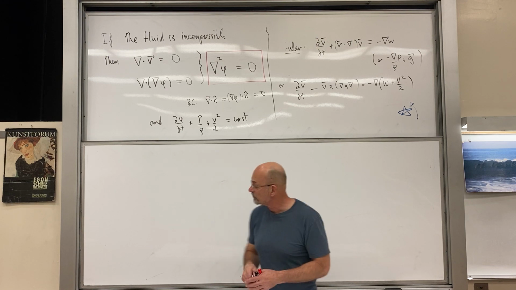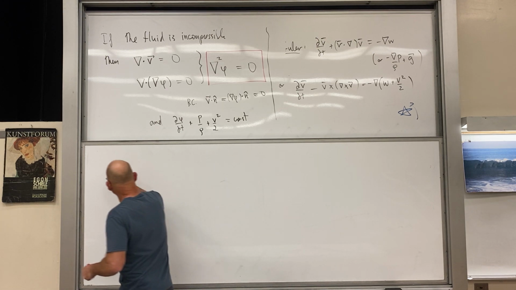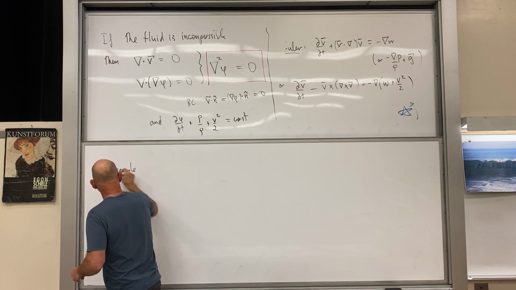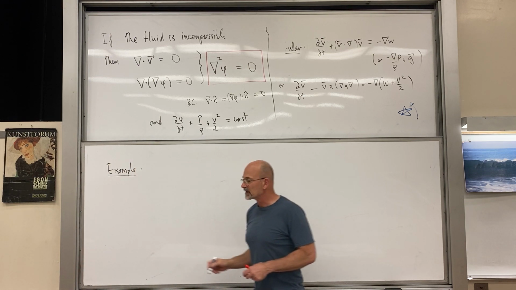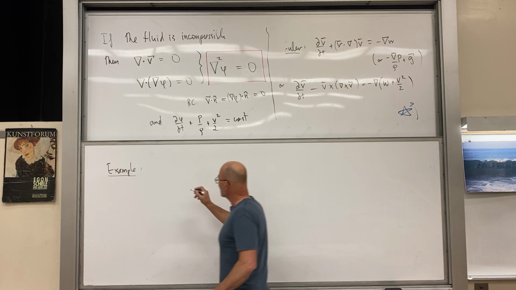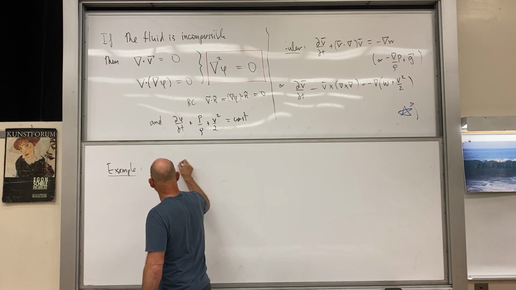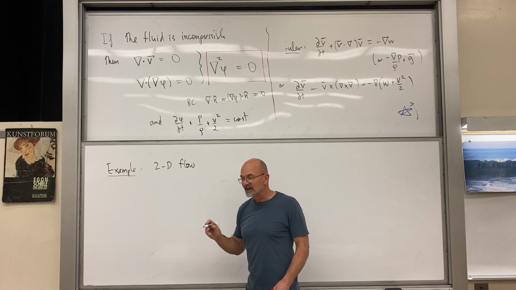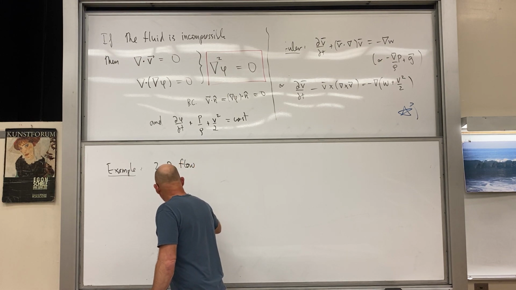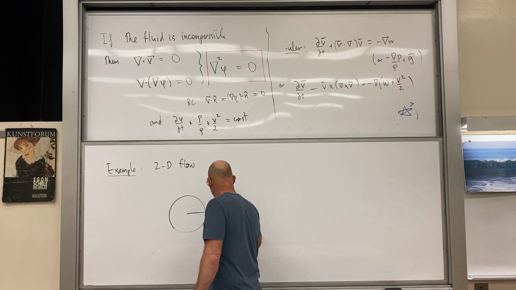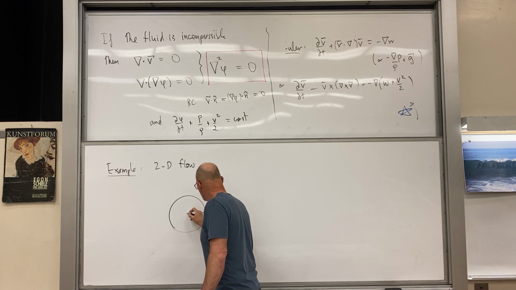Okay. So here's our example. This is something you'll find all over the place. I worked through it a little while ago, and I'll give you the outlines of it. We're looking for the two-dimensional flow, as described last time, around a cylinder. We'll take this as our origin. This is a cylinder of radius R.